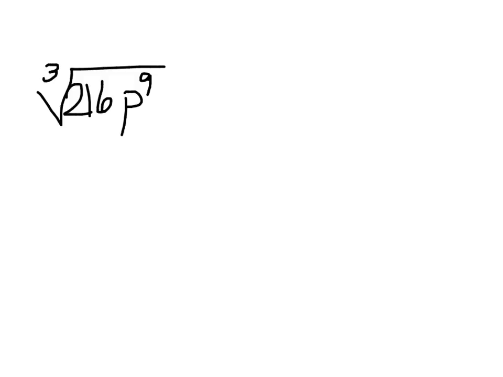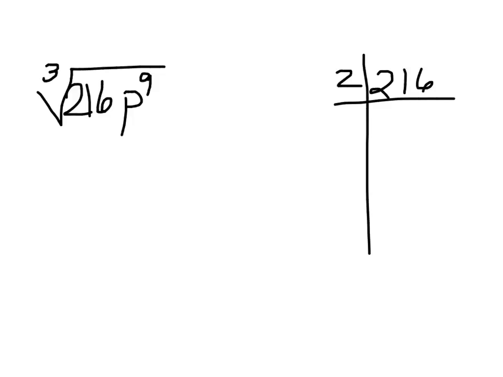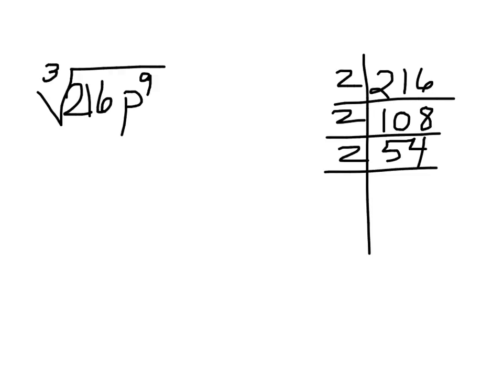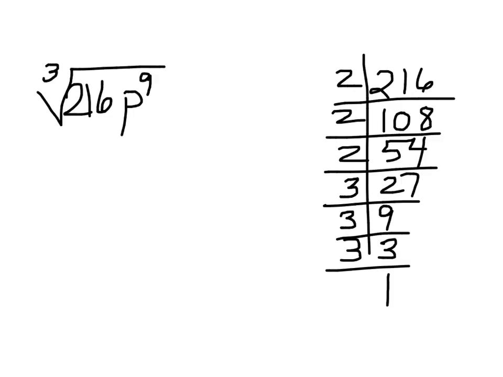Now, on 11, we're doing the same thing. The only difference is now we have letters involved. So when you have a one with letters and numbers, we're going to reduce down 216 first. Okay? So 216, I'm going to put over here on my scratch piece of paper. 2 goes in there, 108. 2 goes in there, 54. 2 goes in there, 27. 3 goes in there 9 times, and 3 goes in there 3 times, and 3 goes in there once.